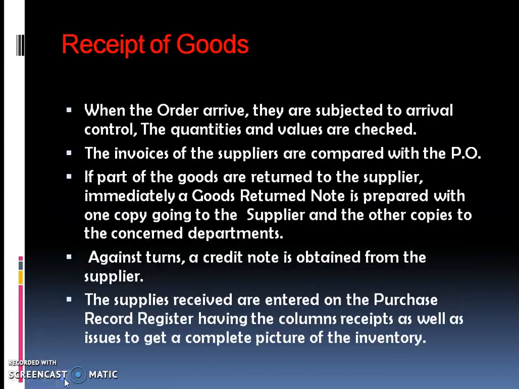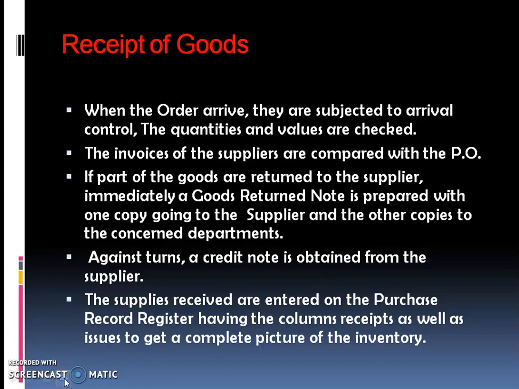Then receipt of goods. When the order arrives, the goods are subjected to arrival control. The quantities and values are checked. The invoice of the supplier is compared with the PO. If part of the goods is returned to the supplier, a goods return notice is immediately prepared, with one copy going to the supplier and the other copy to the concerned department. Against returns, a credit note is obtained from the supplier.